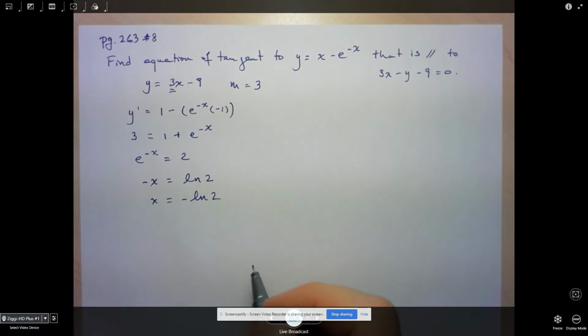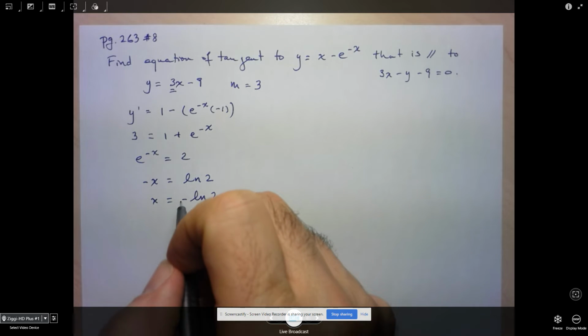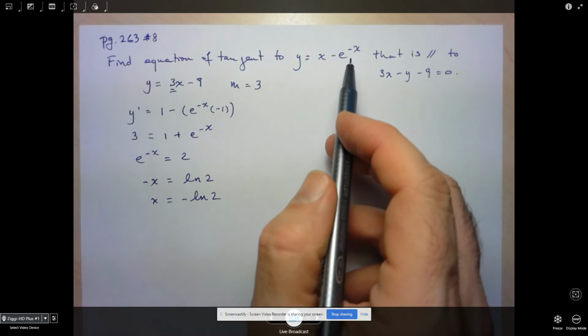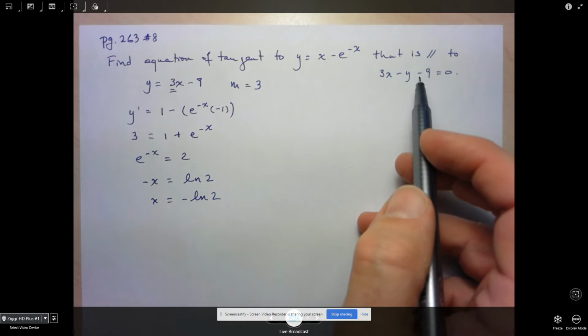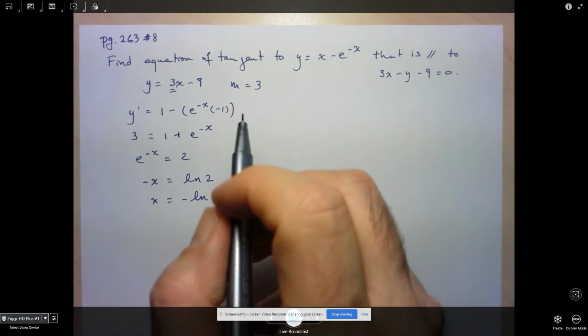All right, so let's see what we have now. We have the slope of the line. We have the x value for a point on the line. The only thing I'm missing is the y value. All right, so we're going to take this x value and put it into the equation of the curve. Notice I'm not putting it into the equation of the line. This is not necessarily the tangent. It's just parallel to the tangent. All right, so let's do that.